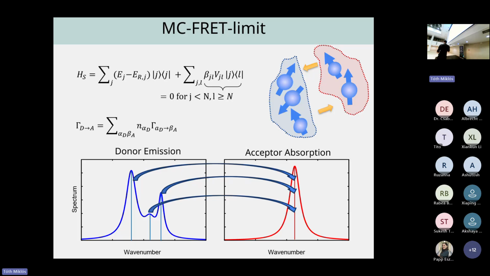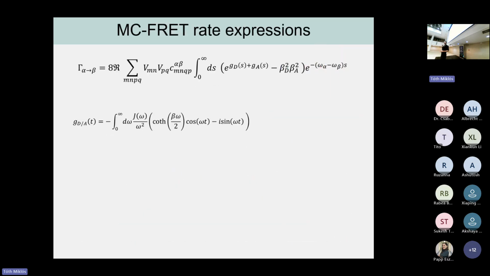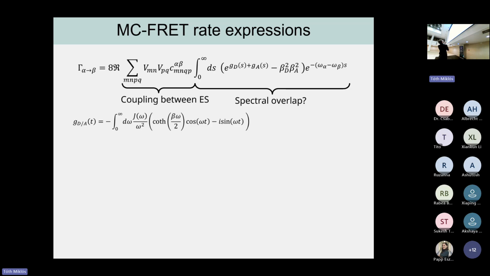Just for full transparency, let's look at these first rates. They look horrendous, but we can again identify the same structure as for FRET. So we have a coupling between the eigenstates, which can be approximated by effectively the dipole-dipole coupling between the dipoles of the effective eigenstates, and we have something that looks like a spectral overlap. And the important question is whether it is actually the spectral overlap of the eigenstates of the system or not.